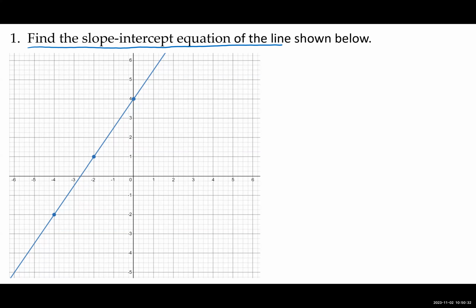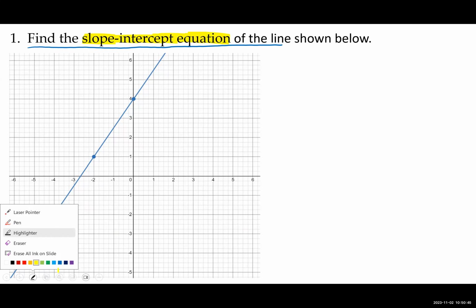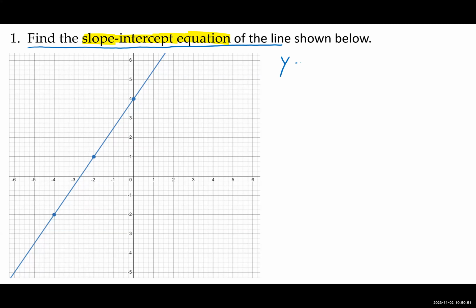So before we do any of these problems, the first thing we need to make sure that we're all comfortable with is what this is. What is the slope-intercept equation? Well, the slope-intercept equation of a line is the equation, the form y equals mx plus b. Now, we see four letters here, an equal sign and a plus sign.